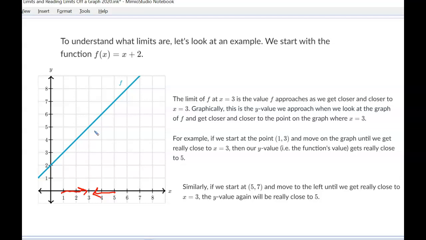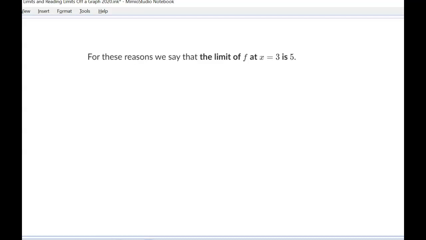And we can see that as x approaches 3, the graph of the function gets closer and closer to 5. And if we were to start, say, at the point 1 and 3 and move to the left to get closer and closer to 3, you can see we're approaching a y value of 5. And if we were to start at the point 5, 7 and go closer and closer to 3 from this side, we would also be approaching 5. So again, we could say that the limit of f as x approaches 3 is 5. Another way of writing that is using a limit statement. So the limit as x approaches 3 of my function f of x is equal to 5.